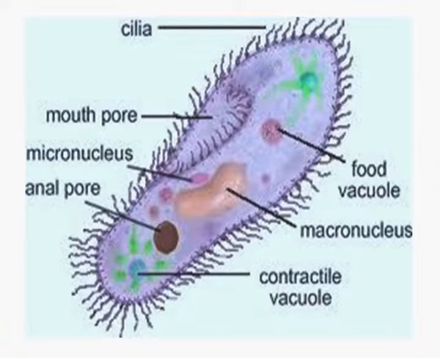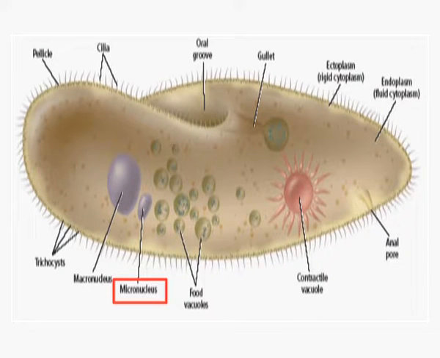Paramecium, where the whole body is covered by cilia. So, the movement here is brought about by these cilia. Also, the difference between amoeba, euglena and paramecium is that paramecium contains two nuclei. One is the micronucleus and the other is the macronucleus. The micronucleus is reproductive in nature, whereas the macronucleus is vegetative.